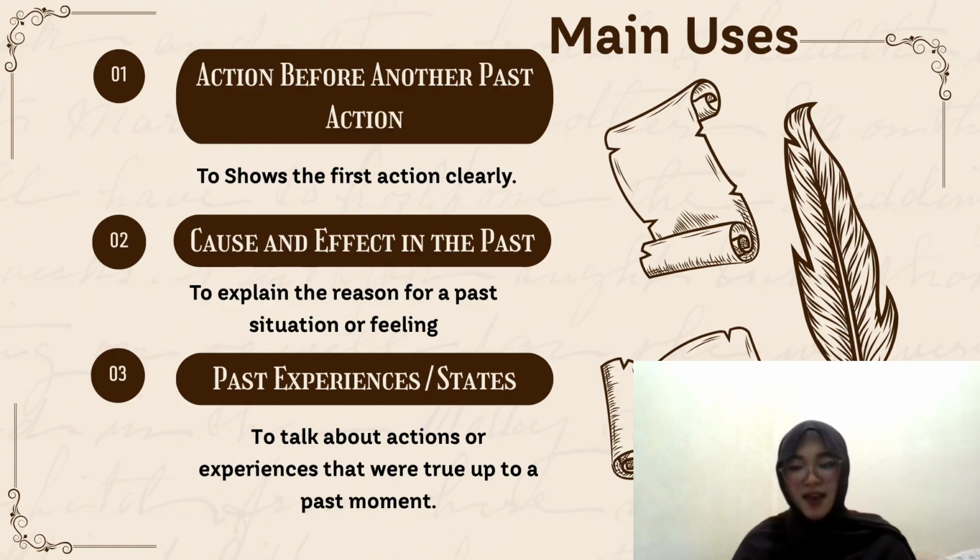Okay, next, number 3, past experience. So it is used to talk about actions or experience that were true until a certain time in the past. For example, I had never traveled alone before last year. So the experience, never traveled alone, was true up to that past moment.